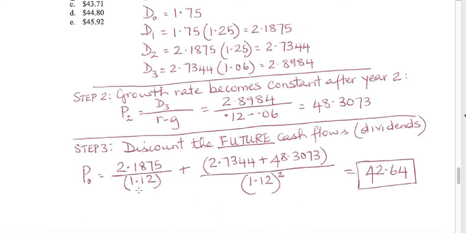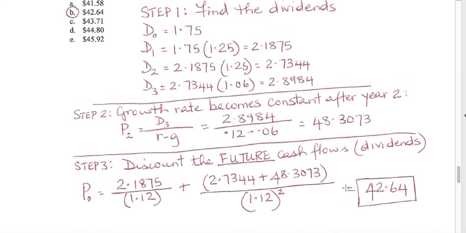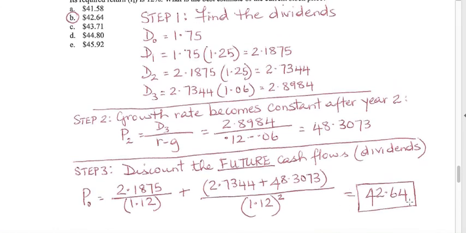2.1875 over 1.12. Remember, your R is 12%. Your dividend in year 2, 2.7344, plus the stock is worth 48.3073 in year 2. You discount that at 12%, 1.12 squared, because these cash flows are in year 2 here. And the price of the stock is $42.64.